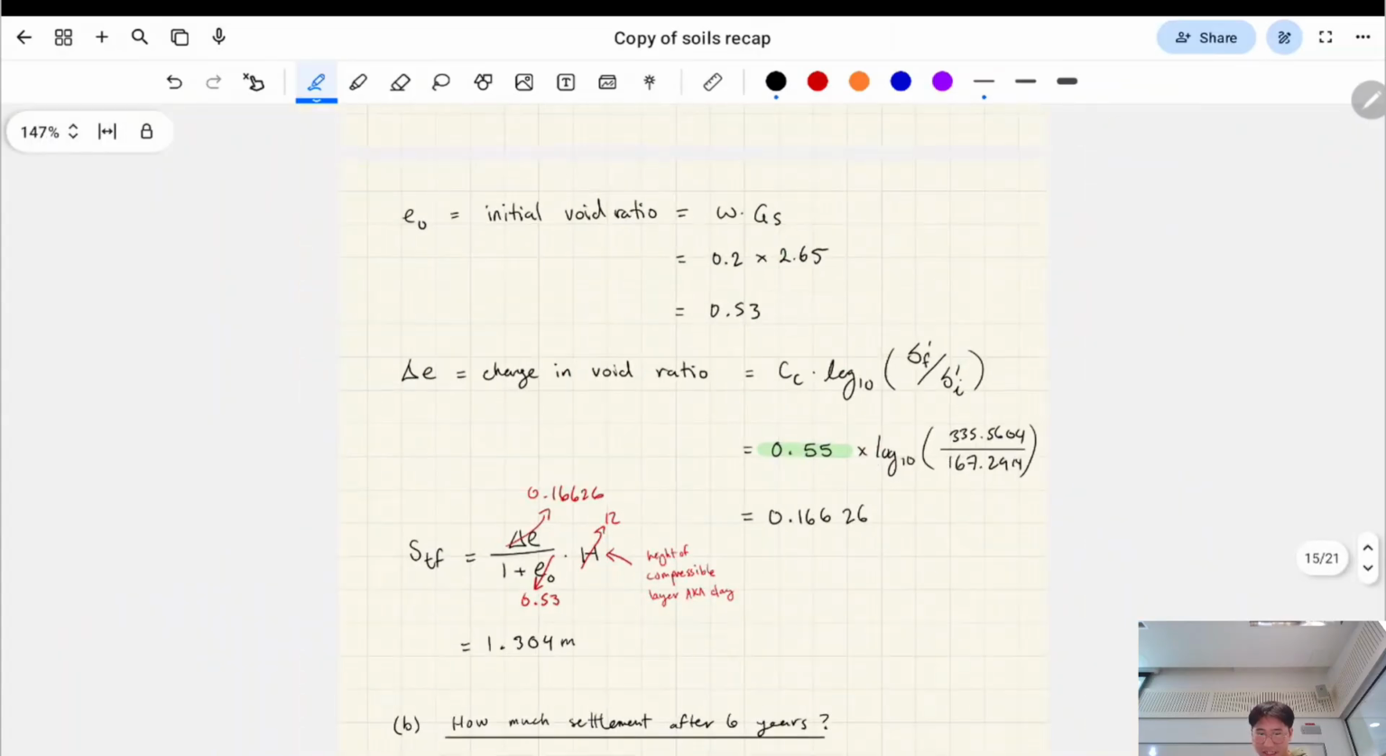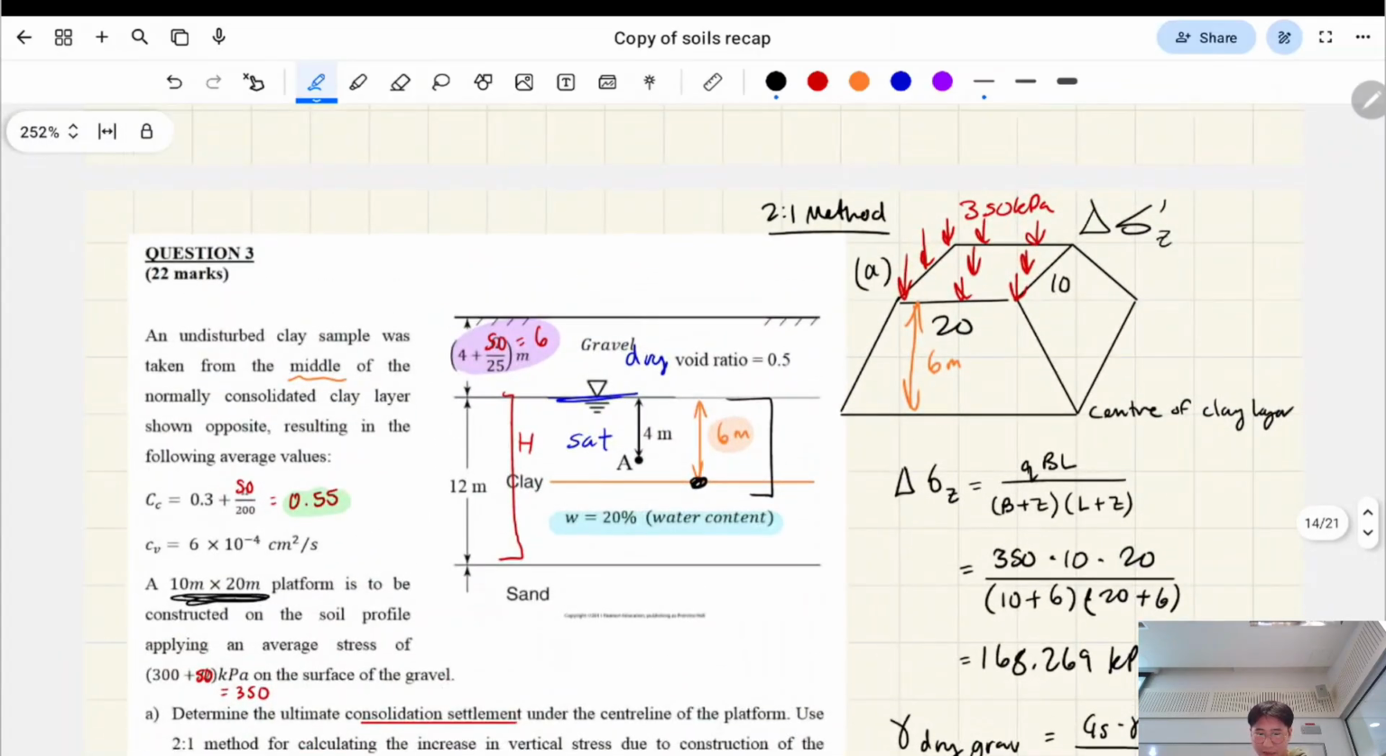Yeah, so just do a sanity check real quick, right? Our 12 meter clay layer is going to settle, squish, by 1.3 meters. This is supposedly correct based on Clarissa's solutions, right? You want something in that ballpark, okay? This is over a long, long period of time, by the way. This is total settlement.